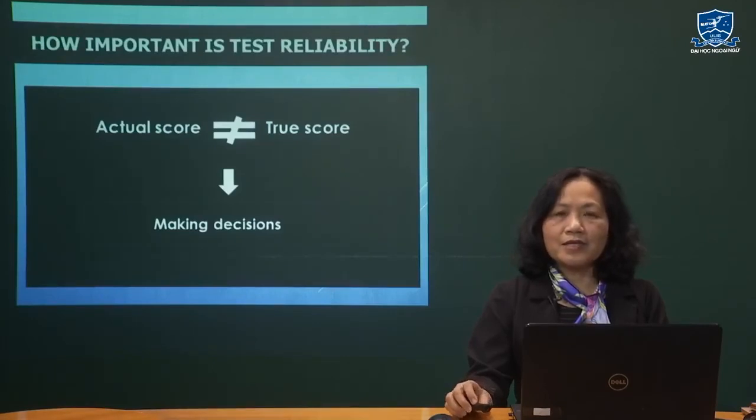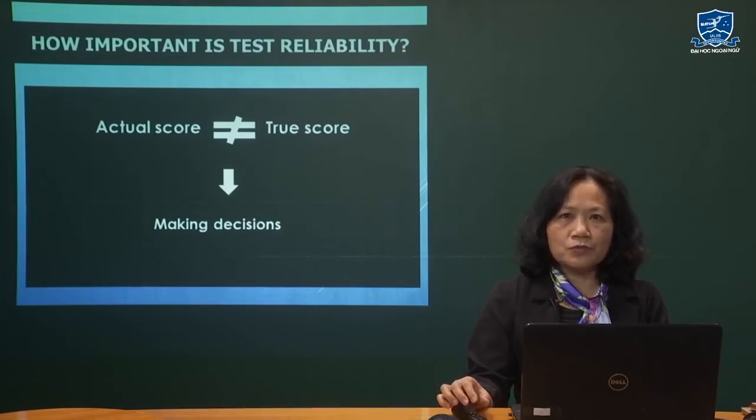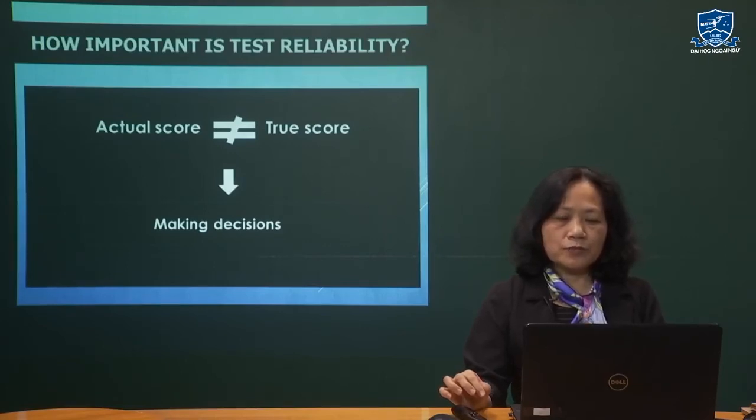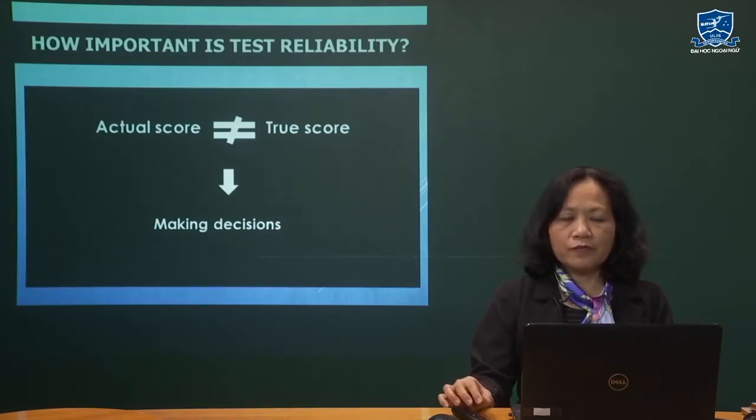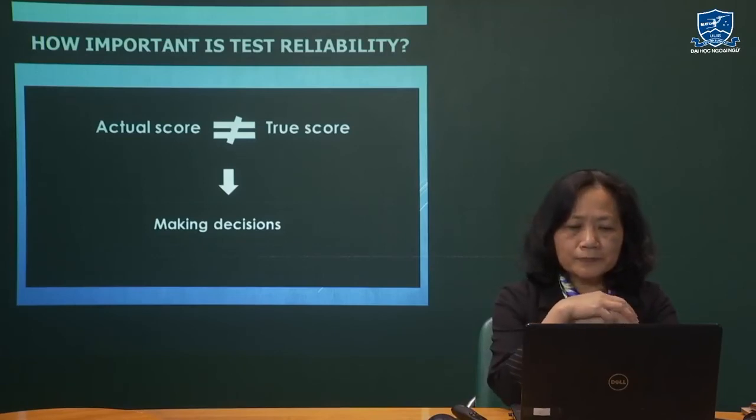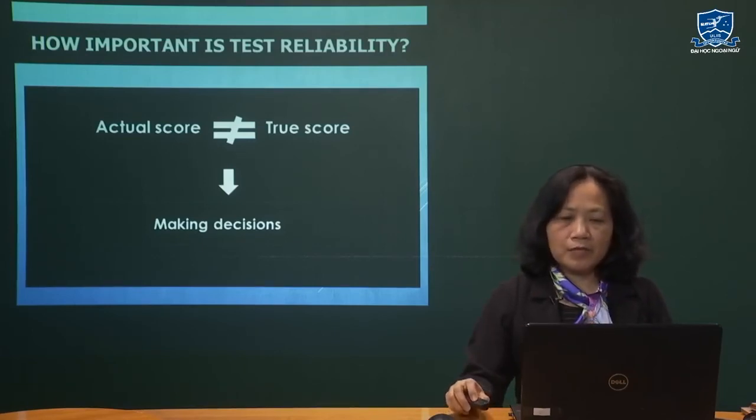Why is the reliability of the test important? Normally, it is believed that the actual score of the test taker does not always reflect the true score. It means it does not reflect the true ability of the test taker. This will lead to maybe wrong decisions, or difficulty in making decisions about the students. So the test must be reliable so that the true score and the actual score must be quite close, or similar.